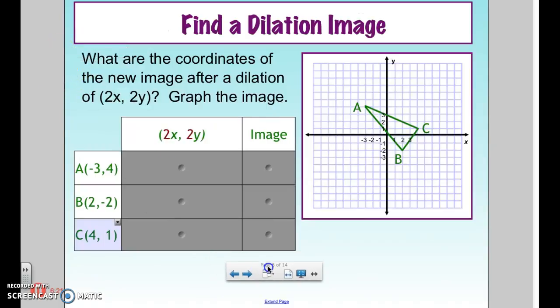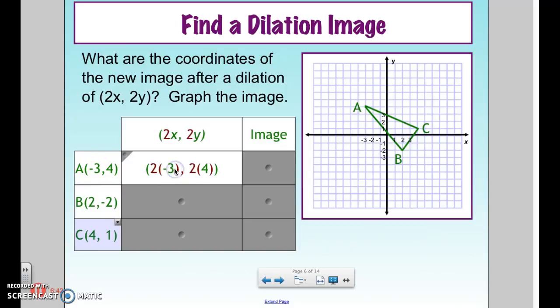So let's actually try to find some of these images. So you can see here that 2x and 2y will be a dilation. It's telling me to times the x value by 2 and the y value by 2. So we have our original ordered pairs. I've gotten these off of the picture over to the right. We have a -3 and a 4.